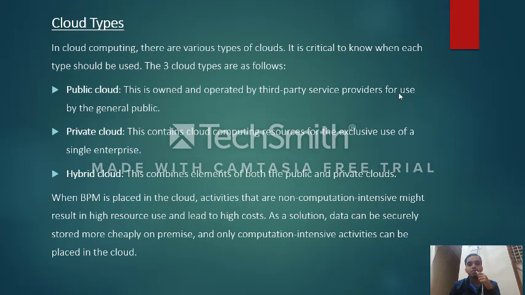Now I'm going to refer to business process management as BPM from here onwards. So when BPM is placed in the cloud, activities that are non-computation intensive might result in high resource use and lead to high cost. As a solution, data can be securely stored more cheaply on premise, and only computation intensive activities can be placed in the cloud.